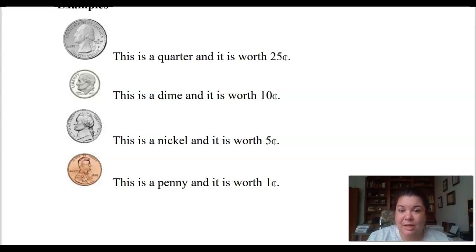So if you have fake coins, go find those, and those will help a lot today. So this is a quarter. If you have your money there, find a quarter. That's worth 25 cents. The little one is a dime, and it's worth 10 cents. This one is a nickel, and it's worth 5 cents. And this one that's a different color than everyone else, it's a penny, and it's only worth 1 cent.